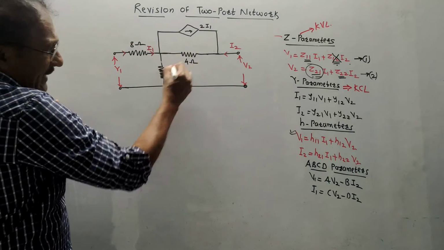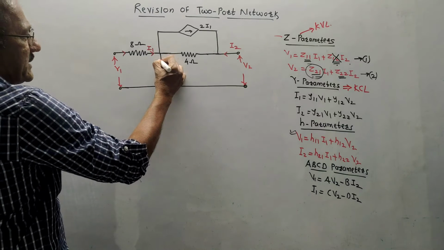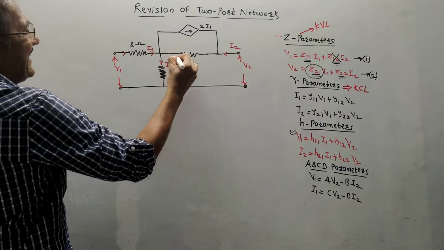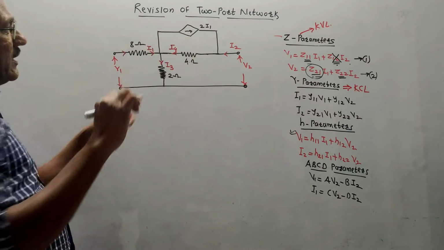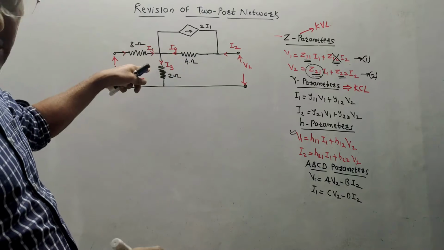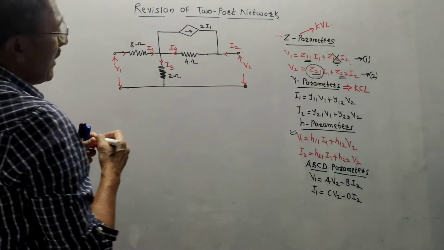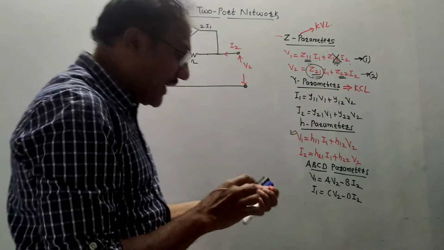Now, for these two branches, currents are not given in the question, so I need to assume some directions as well as notations. Let us say this current I will denote by I3 and this branch current I will denote by I4. Of course, these are assumed directions. If you interchange them, it will not make any difference. Now I have to use KCL, that is node analysis.